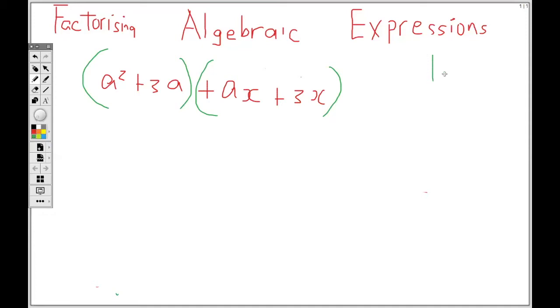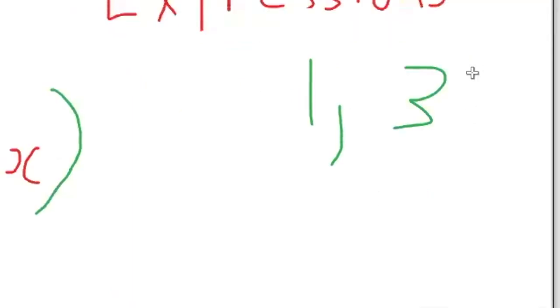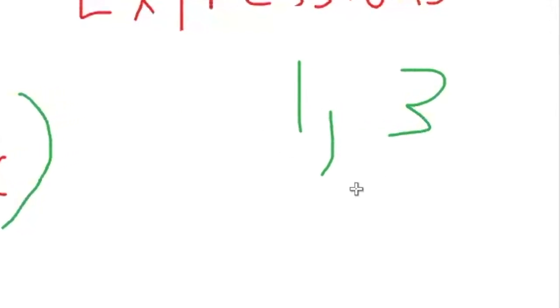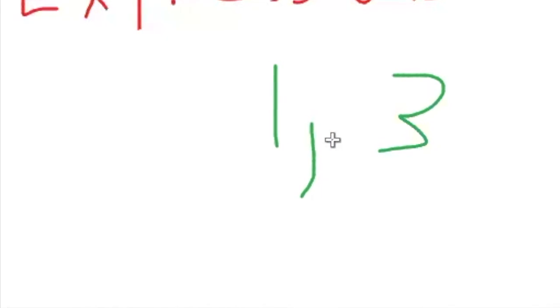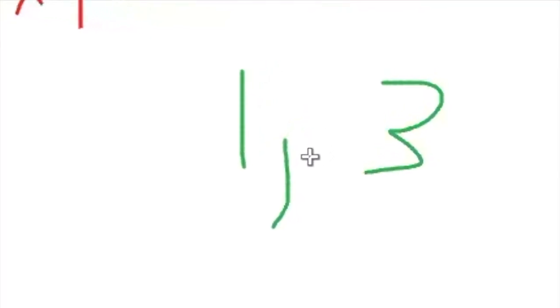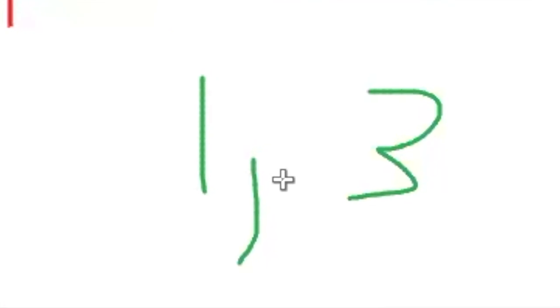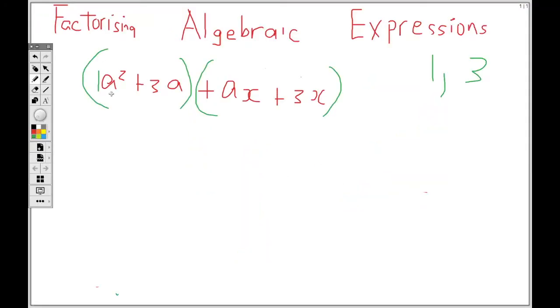The coefficient of a squared is 1. That's in front of here. This is like saying 1a squared. And the coefficient of a is 3. 1 and 3, highest common factor, it is just 1. So we can neglect it or forget about it. So here we have a squared and 3a. For a squared and a, we can ask what is the highest common factor, and you should be seeing that the HCF is just a.